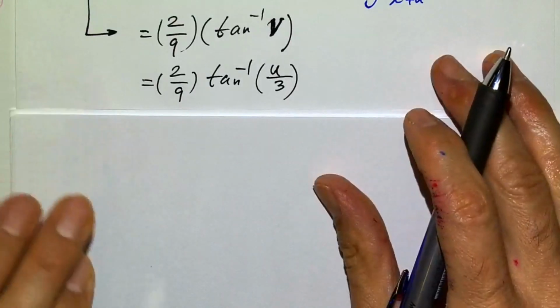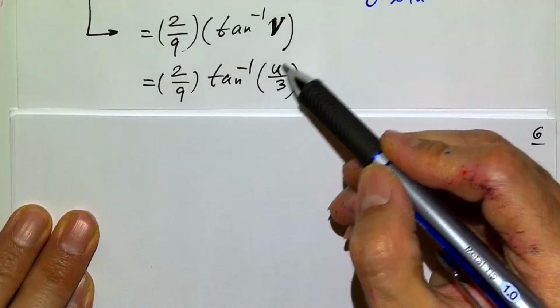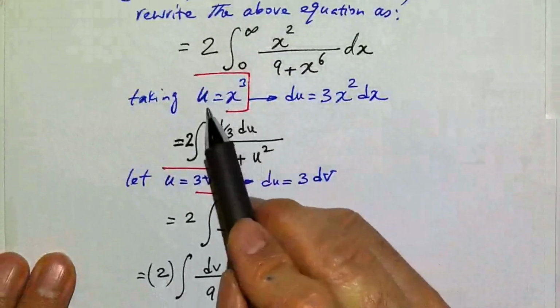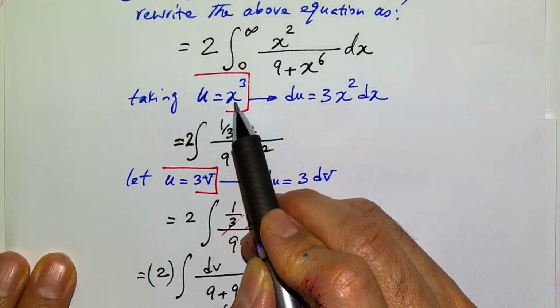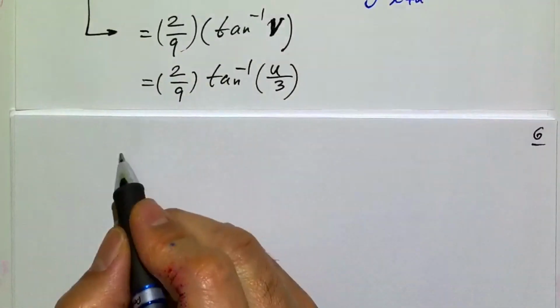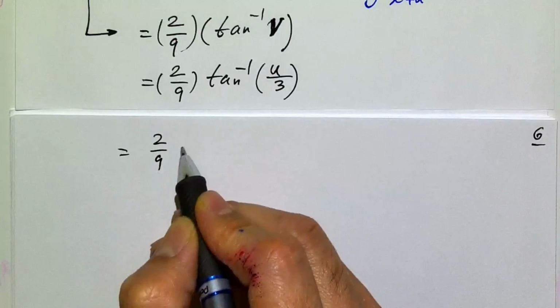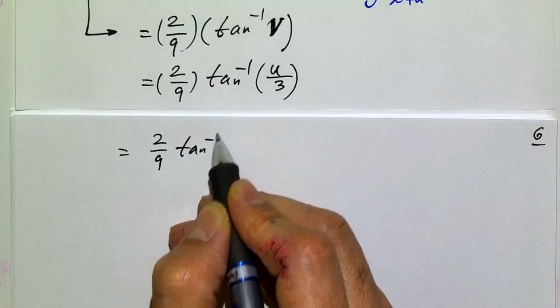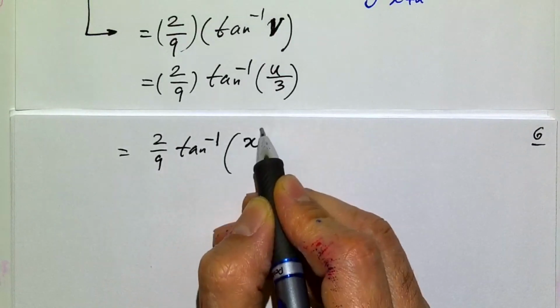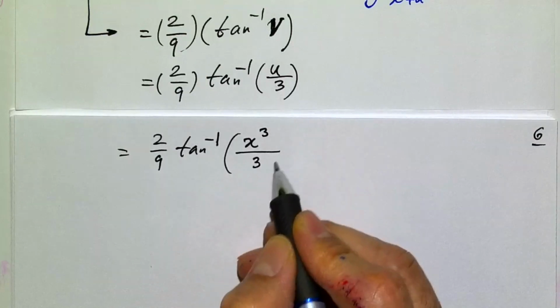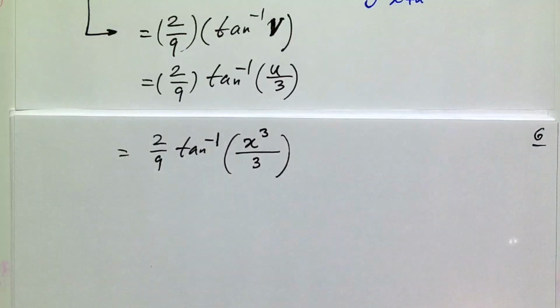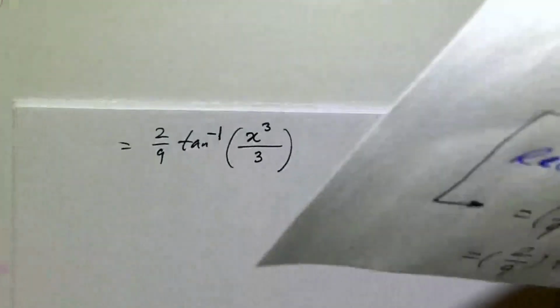Okay. Next step, we're going to have to go from u to x. So let me bring this back down again. u was equal to x cubed. That's what we chose. Therefore, let's rewrite this. 2 over 9 times inverse tangent of x cubed divided by 3. Okay? All right. So I might need this slide again, but for now I'm just going to set it aside.